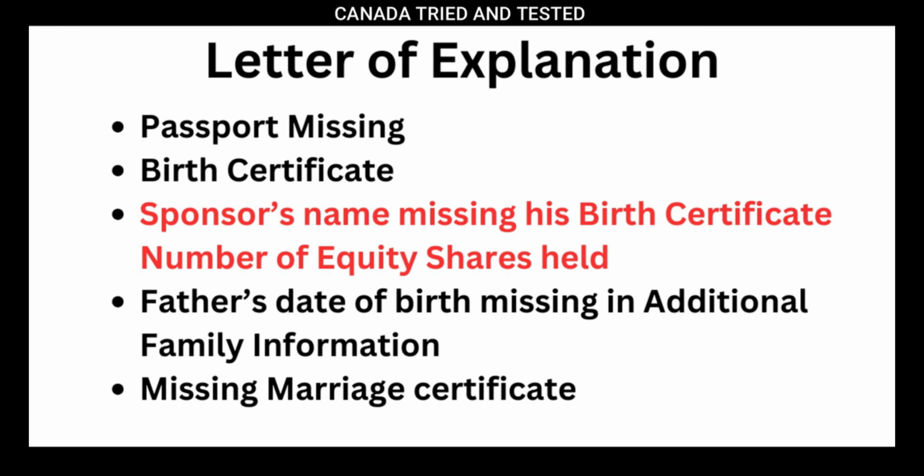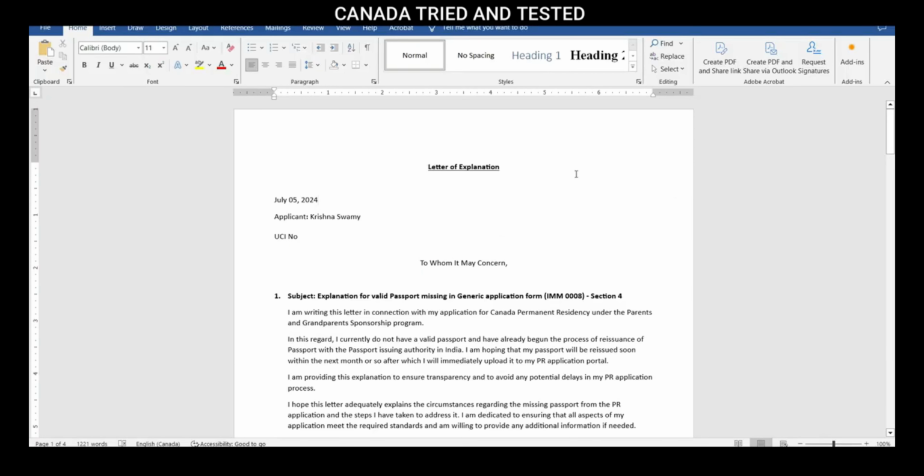In today's video, I will show you how I covered the name of the sponsor missing in the birth certificate. So I give a heading like letter of explanation. This makes it clear what this document is, then the date when it is made, and the primary applicant's name. If it is a secondary applicant, write secondary applicant and then the name. And if the UCI number is there, I always make sure to make an entry. If the UCI number is not there and it is getting uploaded with the application, I just leave it blank, and then to whom it may concern. This is the heading part of it.